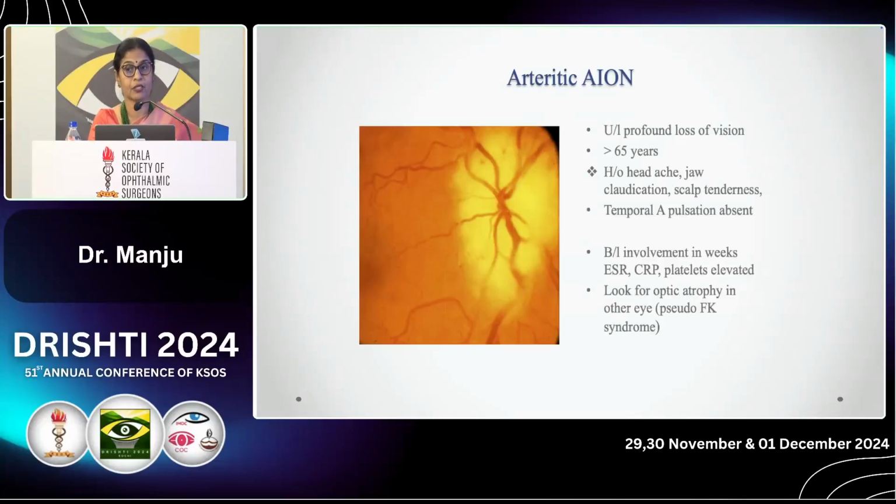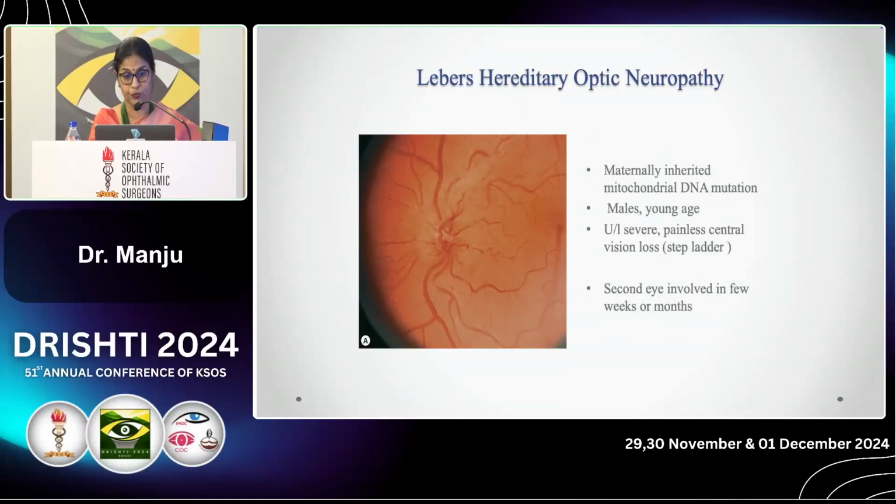Arthritic AION, it's in the more elderly age group, unilateral, profound loss of vision. They may complain of headache, jaw claudication, of scalp tenderness. Temporal artery is tender and pulsations are absent. You can see a pallid disc edema, and ESR and C-reactive proteins may be elevated, but a temporal artery biopsy is the diagnostic tool. So you have to treat the patient promptly because it's mostly due to a giant cell arthritis. Otherwise, the second eye also can get involved in the next few weeks.